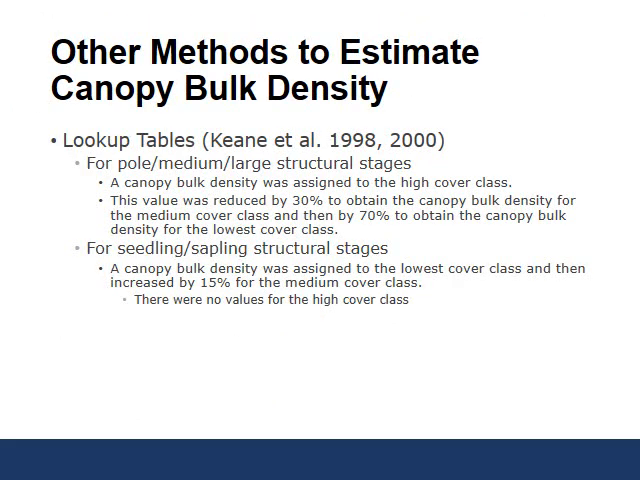Another source of information to estimate canopy bulk density is from lookup tables. An example of a lookup table is those that were developed by Keene et al. 1998-2000, which were used to create the spatial datasets used in FARSIGHT. The lookup tables were developed for a combination of forest type, structural stage, and canopy cover. Within a given forest type, the user must assign a structural stage as either pole, medium, large, seedling, or sapling. In addition, you must estimate the canopy cover for the stand. Based on these estimates, you can get an estimate of the canopy bulk density.